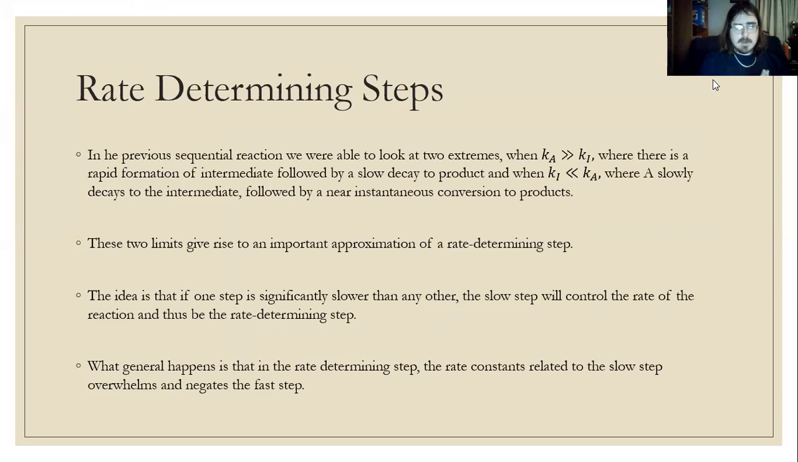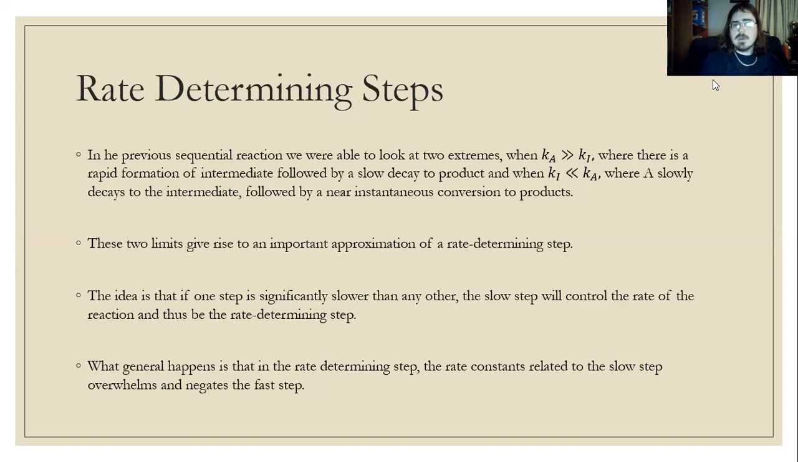Now we last left talking about sequential reactions where A goes to I goes to P, our product, I, our intermediate. So in the previous one, we looked at our two extremes: what happens when Ka is much, much faster than Ki, and so we have a buildup of I. Well, what happens when Ki is much, much faster than Ka? So I never really has a chance to build up. So that's where we get the idea of rate determining steps.